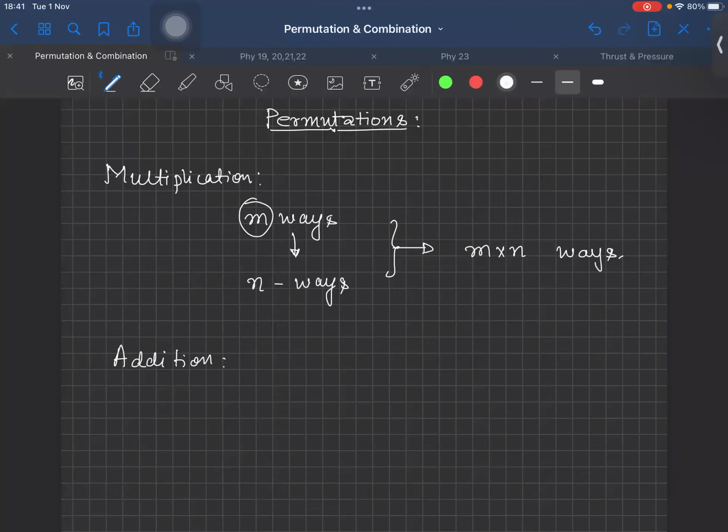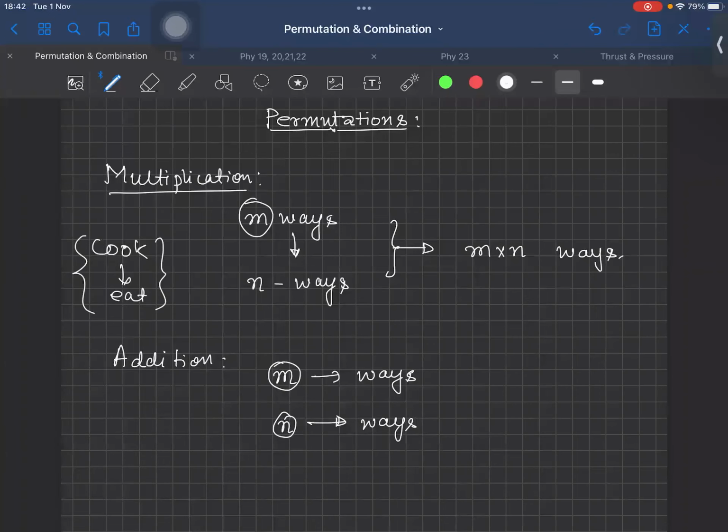And there is the fundamental principle of addition. If there are two jobs that can be performed independently, say one job can be performed in m ways and another job in n ways, but these two are not dependent on each other. In multiplication, first you have to cook the food in order to eat it. First you will cook the food, then only you can eat. Nowadays, you can obviously purchase it from the store or go to the restaurant. That means first you have to go to the restaurant, then only you can eat the food.